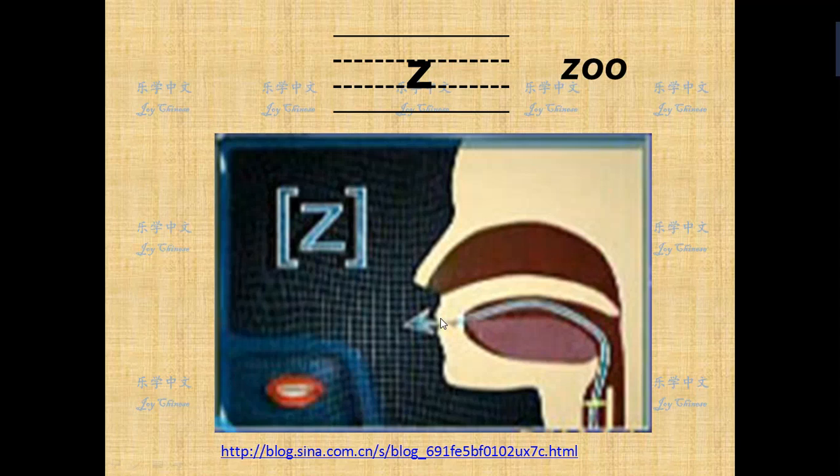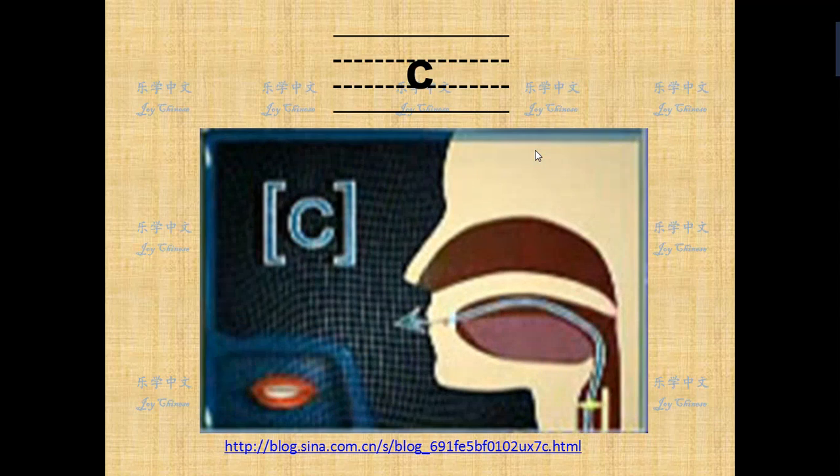Z. You feel the tip of your tongue go a little bit up toward your teeth. The pronunciation is similar to the English word zoo. Z. Next one is almost the same, but the air flows a little bit stronger than Z.